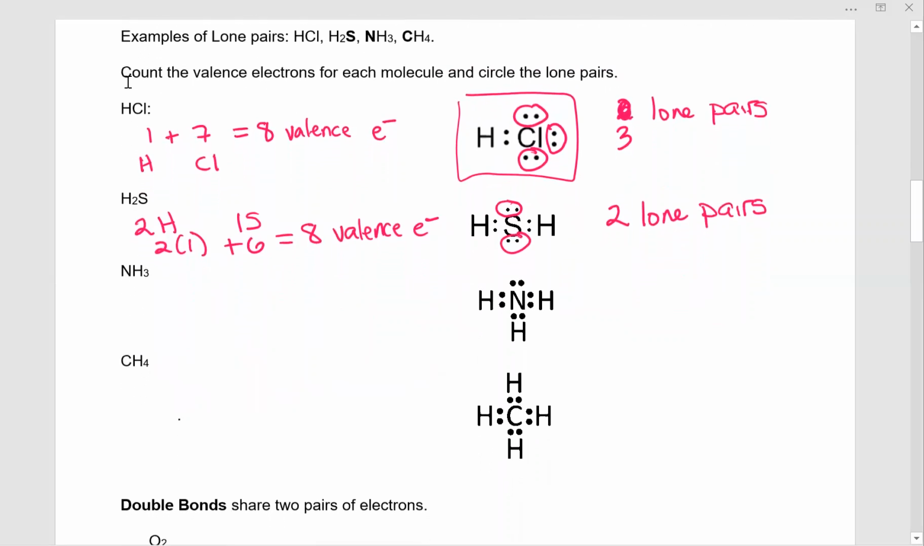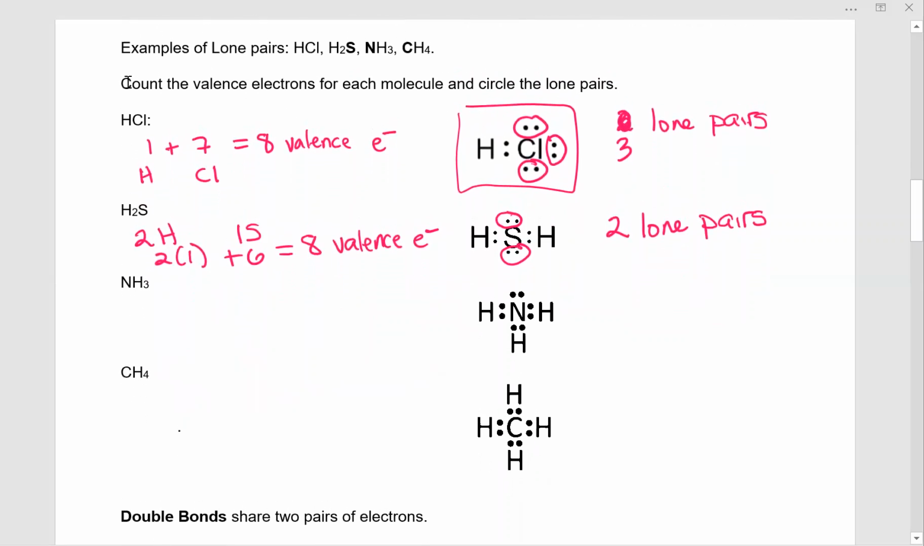Let's look at NH3 and CH4. So NH3, we have 5 from the nitrogen plus 3 times 1 from the 3 hydrogens for a total of 8 valence electrons. There's our dot structure for NH3. We have 1 lone pair. So this is ammonia. It's what stinks in windshield cleaner or window cleaner.